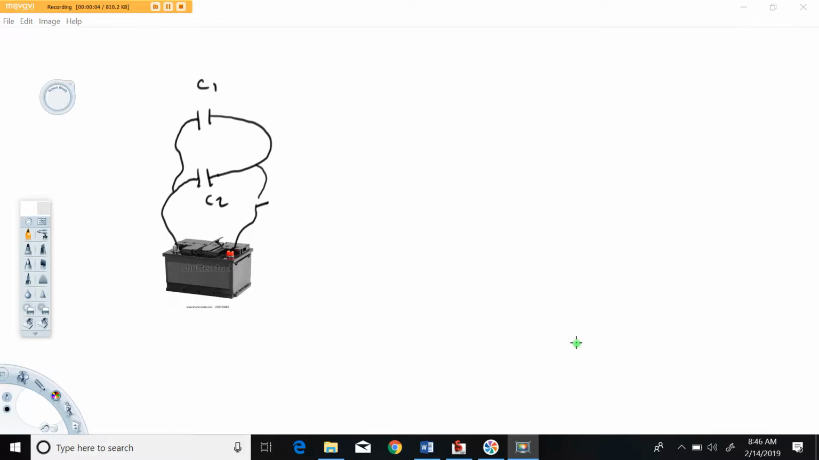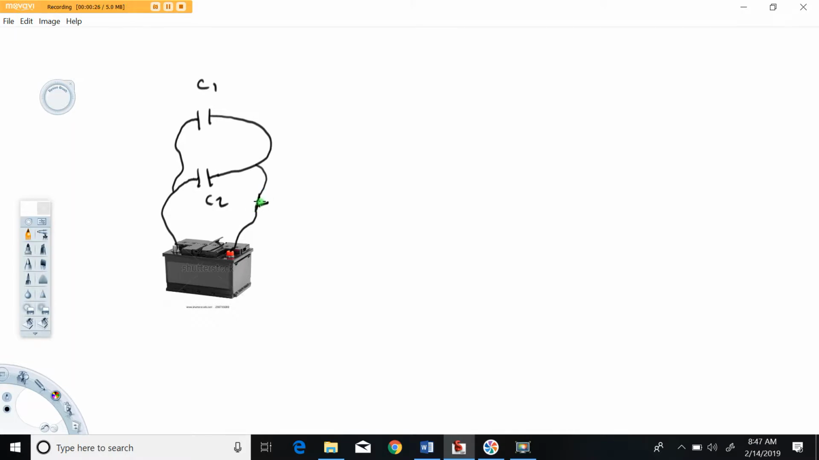So the purpose of this video is to discuss how equivalent capacitances are calculated for a parallel combination. What we're looking at here is some sort of DC voltage source, a battery, connected to a pair of capacitors with capacitance values C1 and C2. And here we have a switch in the circuit. We're going to imagine the switch is closed now.